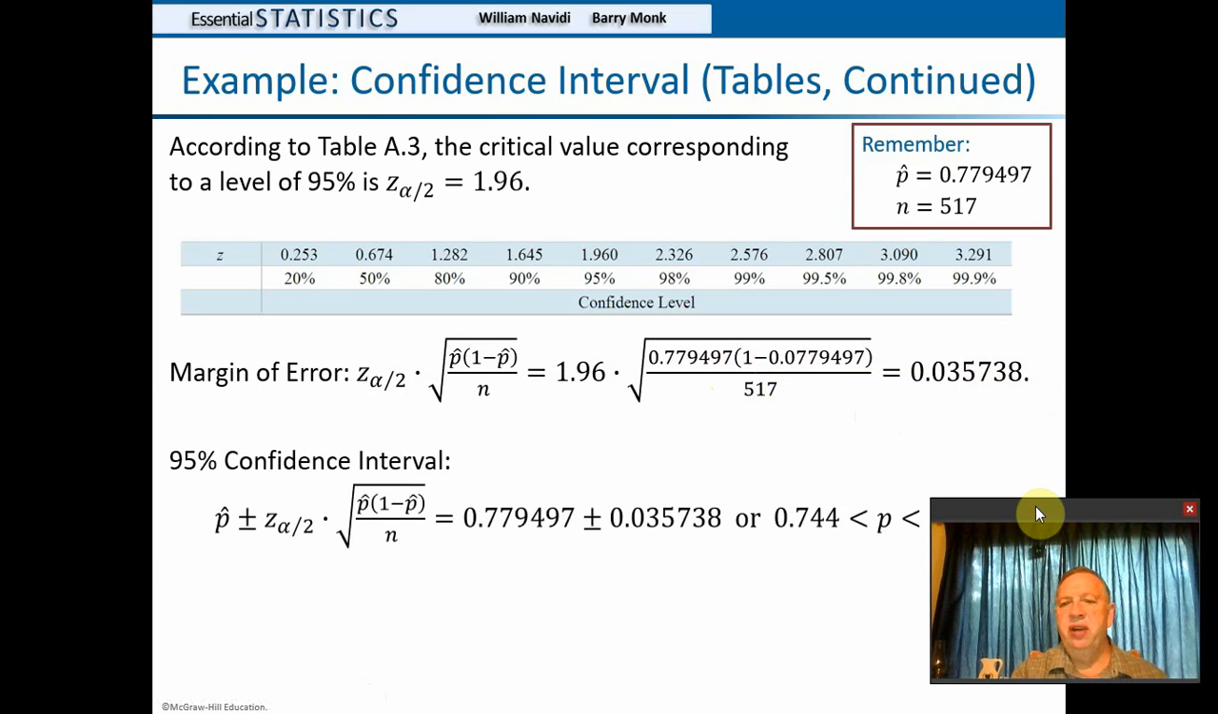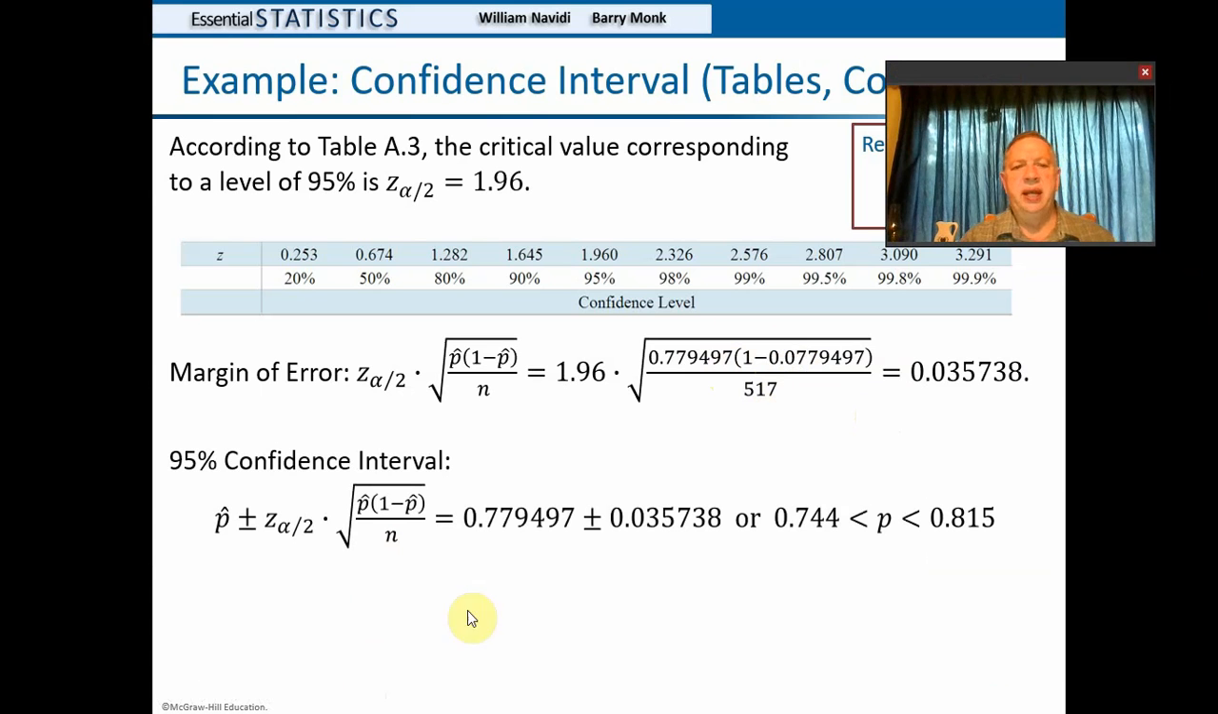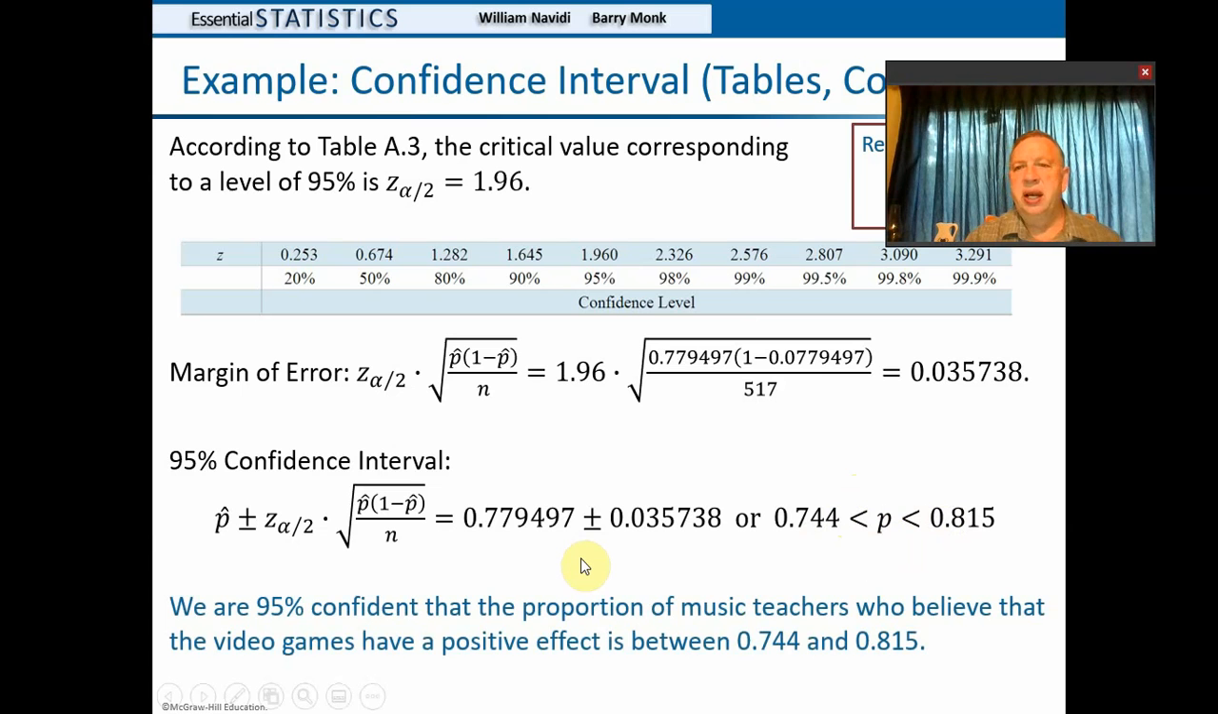Now that we have the margin of error, we're just going to do P hat plus or minus the margin of error, and that'll give us the population proportion. When we're doing population proportion, we need that number to be between 0 and 1. If you come up with something bigger than 1 or less than 0, this is not going to be it. Here's how we communicate it. We are 95% confident that the proportion of music teachers who believe that the video games have a positive effect is between 0.744 and 0.815.